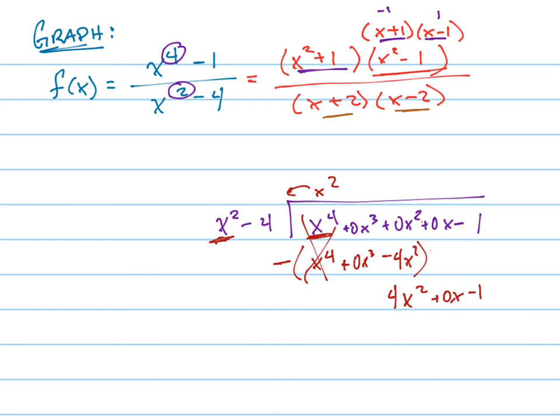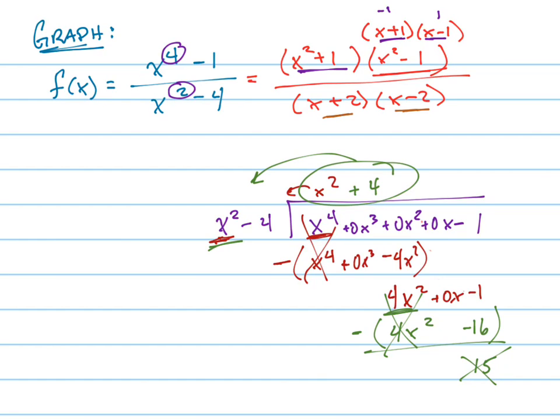What's that divided by that? And that would be positive 4. So multiply that to both of those, and you get 4x squared minus 16, and remember I'm subtracting that, so those are gone, and I just get plus 15, which doesn't really matter. This is what matters. That's my slant asymptote. So y equals x squared plus 4 is my slant asymptote.